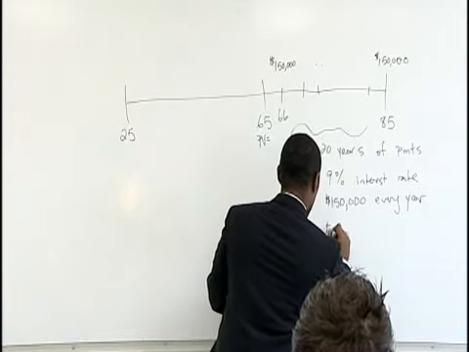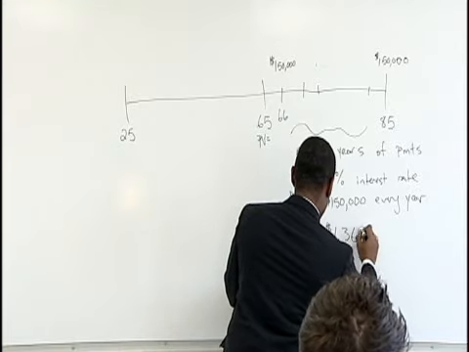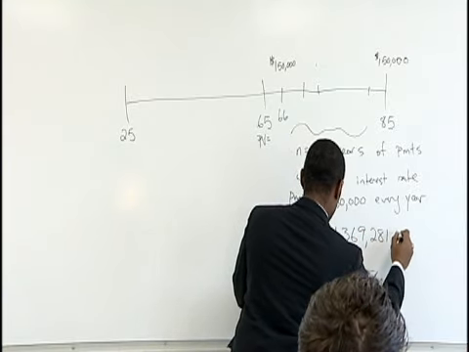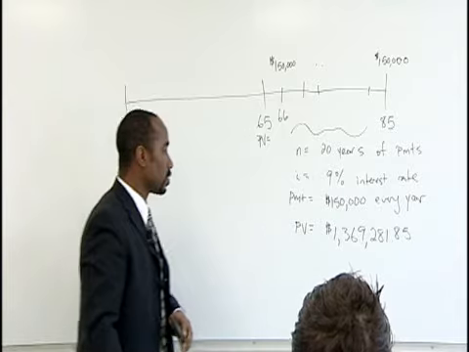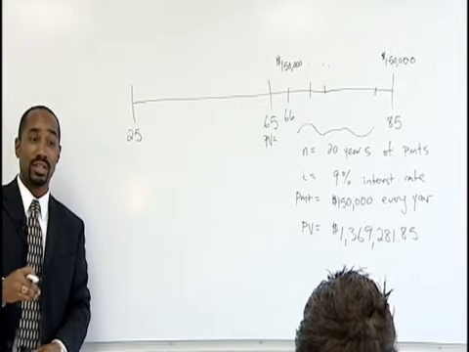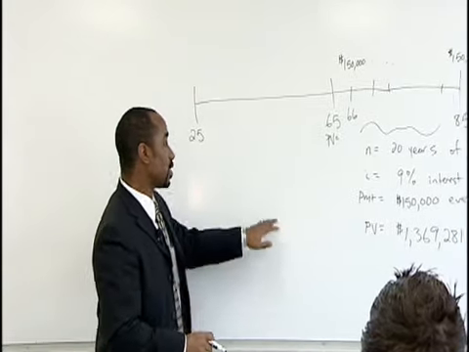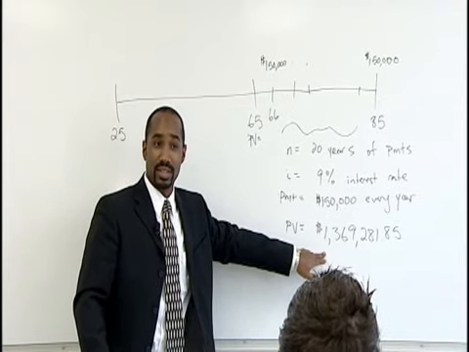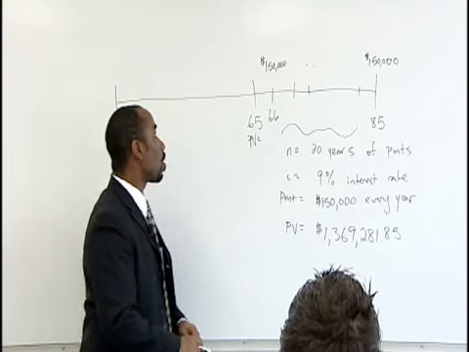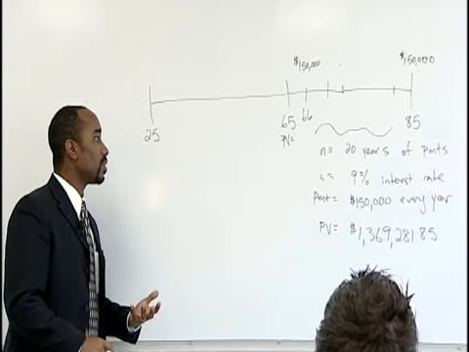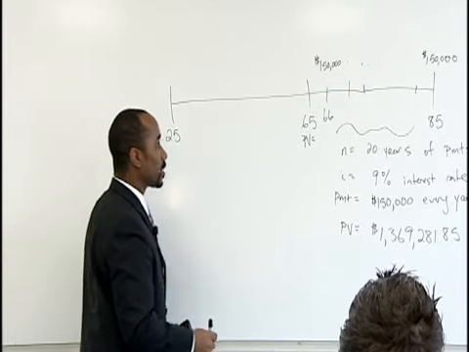Perfect, good job. $1,369,281 and about 85 cents. So that's what we need. If we do this right, we'll be able to retire as a millionaire, essentially, and withdraw $150,000 out of our account and live off of that for the rest of our lives.